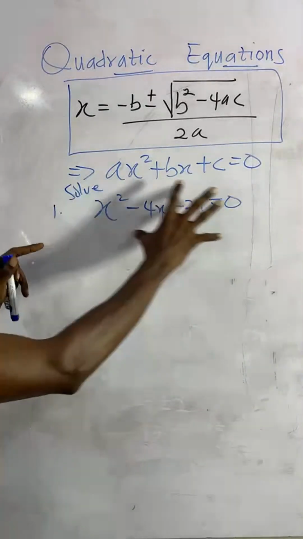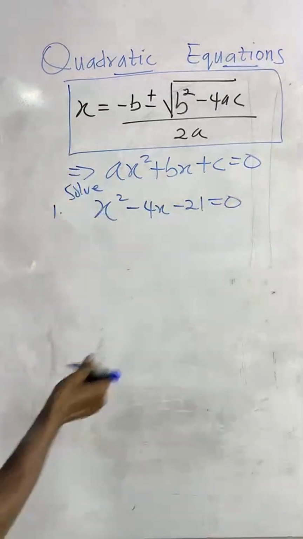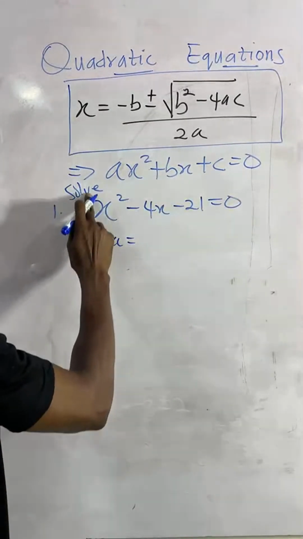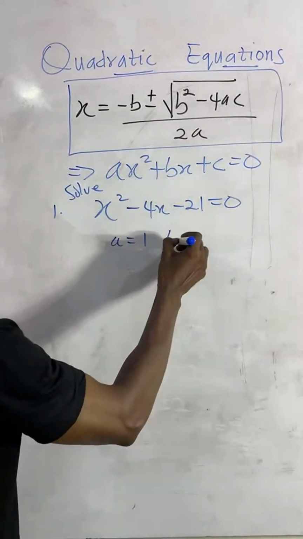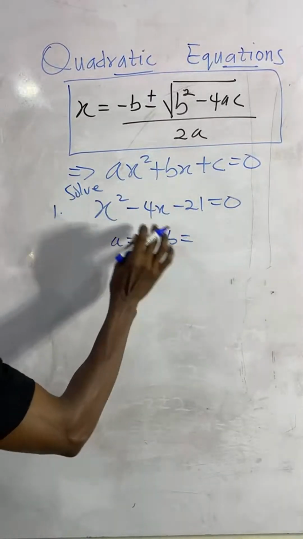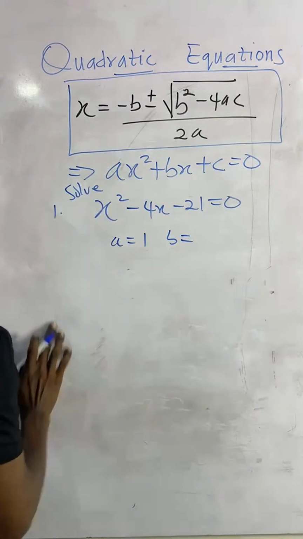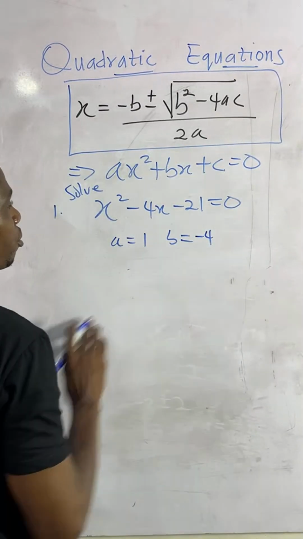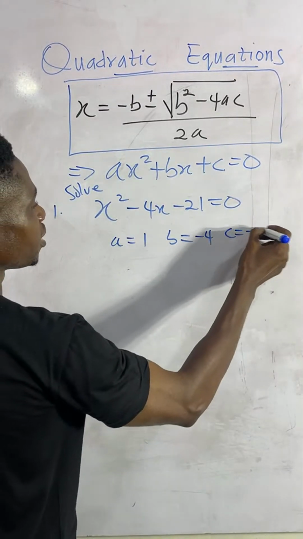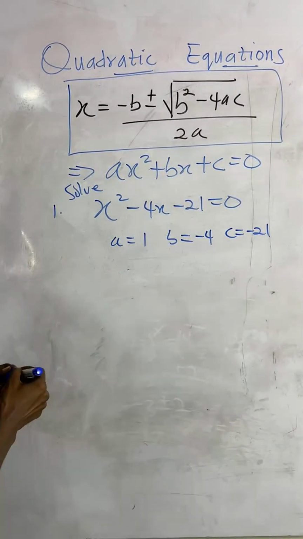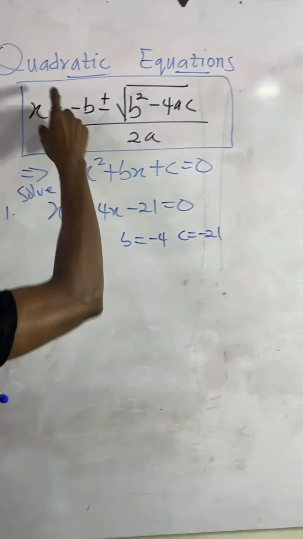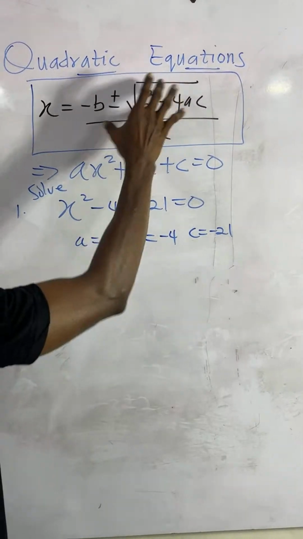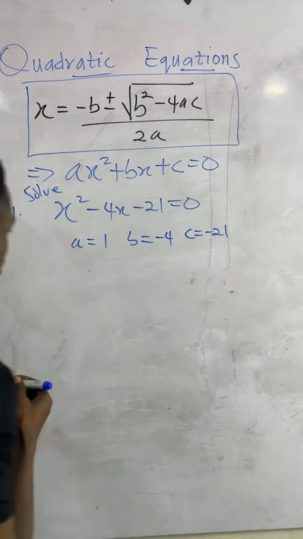Now if you look at this clearly, we have our a as what? A is obviously 1. Our b is what? Comparing this to this, our b is negative 4. And our c is negative 21. So to get our roots, we just plug all of these into the formula. We get an answer. So let's plug it in.